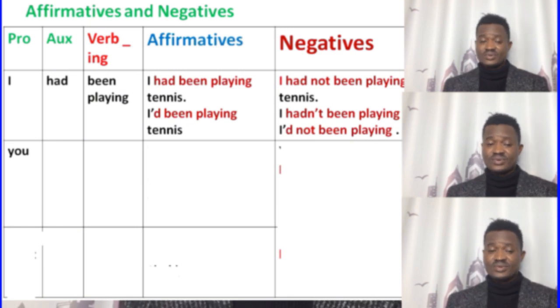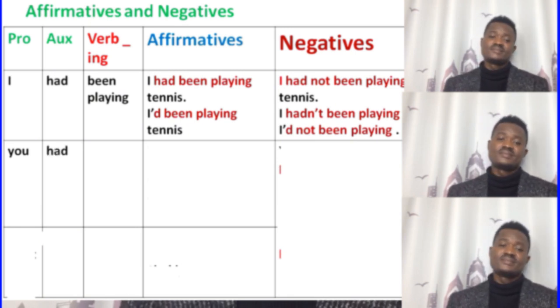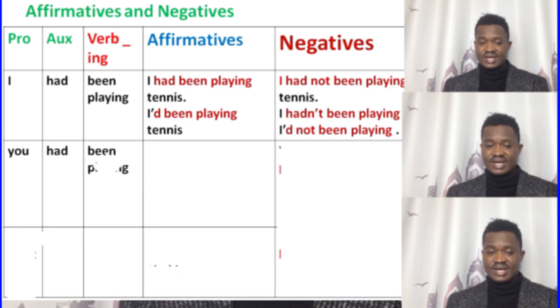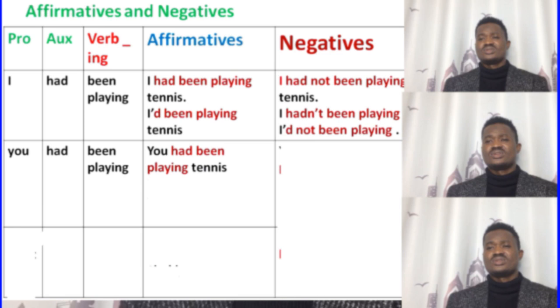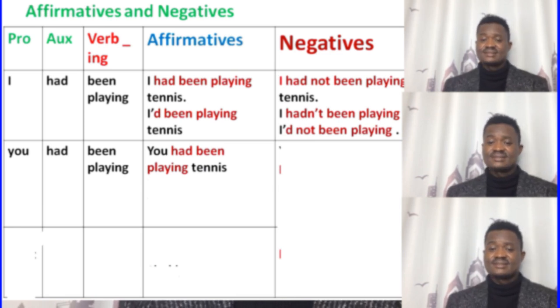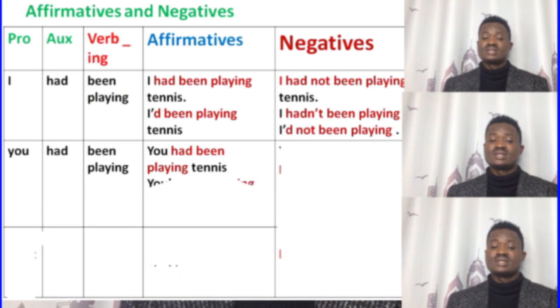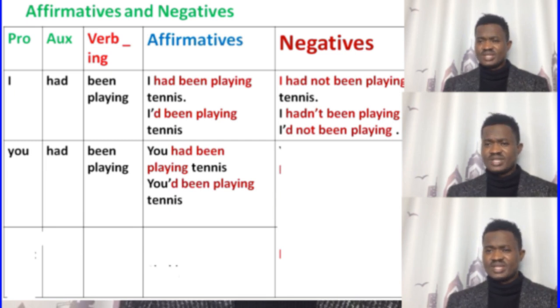You, the second person pronoun, had. So we're going to the verb ing: be playing. So now the affirmative form is going to be: you had been playing tennis. You had been playing tennis, okay? So the contraction form is going to be: you'd been playing tennis. Just like that, even the D can be silent.